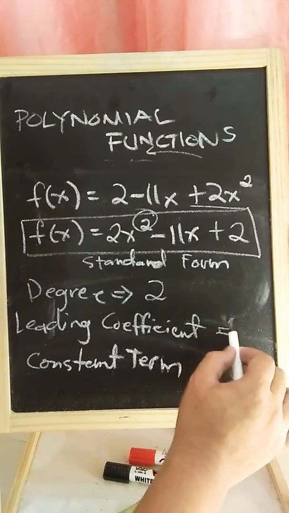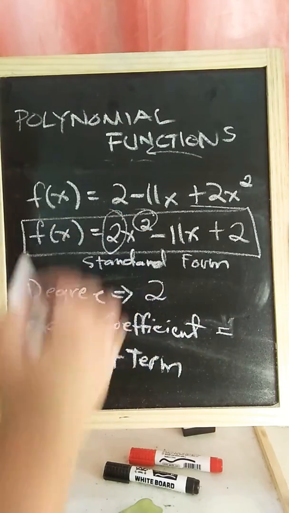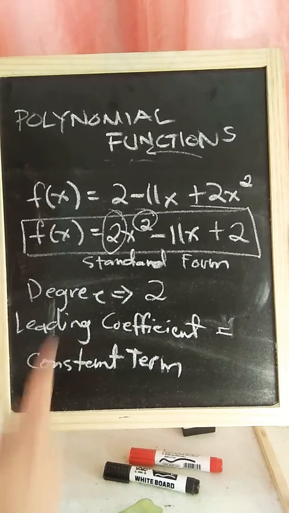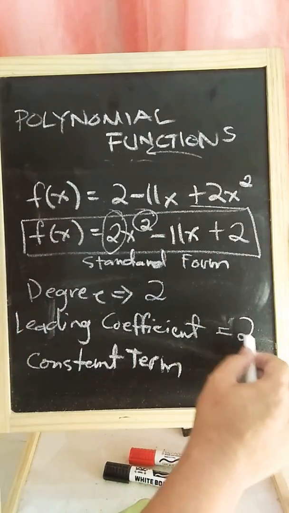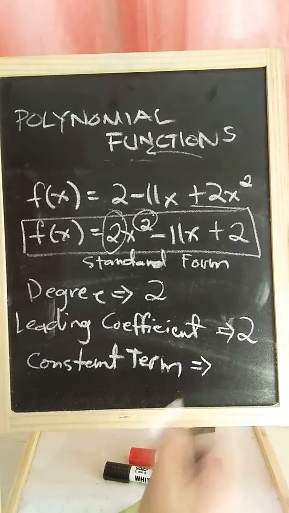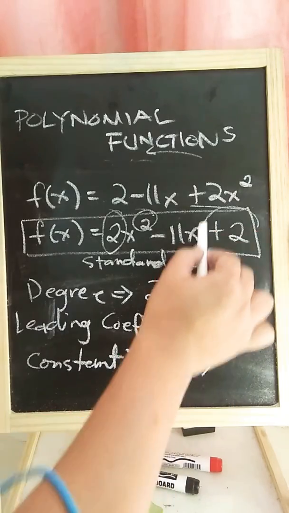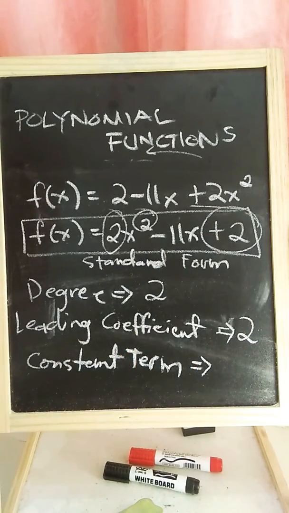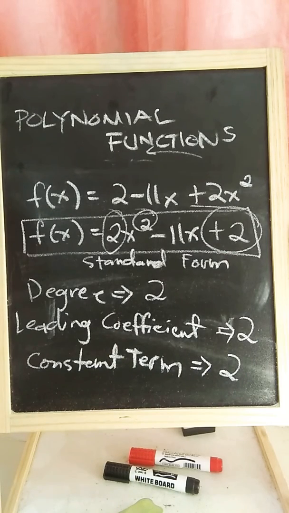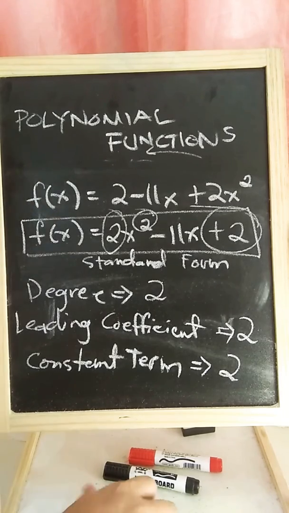Your leading coefficient right now, yung number na katabi nung degree mo, okay? So, nakataon lang 2. And your constant term, the one without the variable x, is 2. Pare-parehas na 2. So, your degree is 2, your leading coefficient is 2, and your constant term is 2. Okay. Another example.